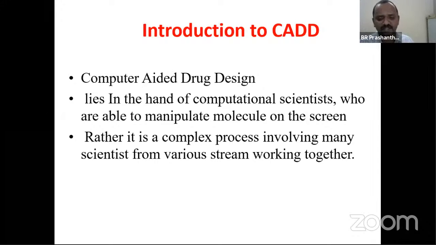Don't you think it is not that easy? Finding many people with many different ways of thinking, they have to come to some kind of common platform where they are able to design the software package. That is a big task amongst everyone. So rather, it is a very complex process involving many scientists, because of this reason.